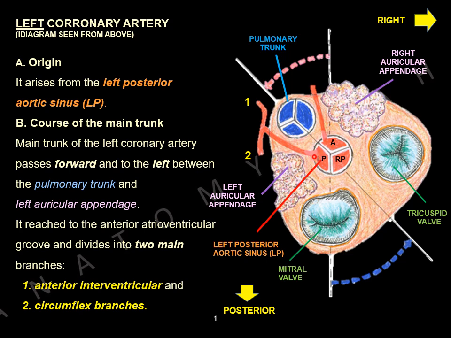The left coronary artery runs forwards and to the left between the pulmonary trunk and the left auricular appendage. Once it reaches the anterior atrioventricular groove, it divides into two. One, the anterior interventricular artery, also known as the left anterior descending artery, and two, the circumflex artery.